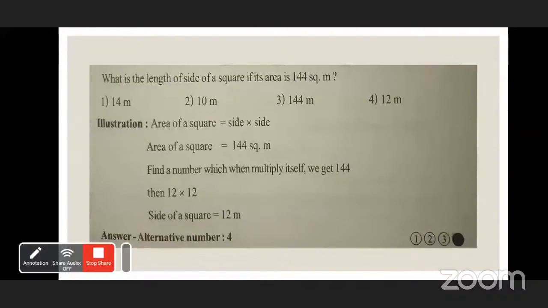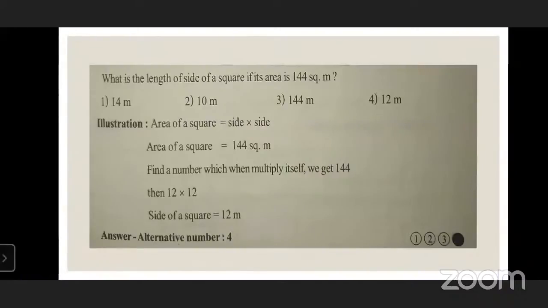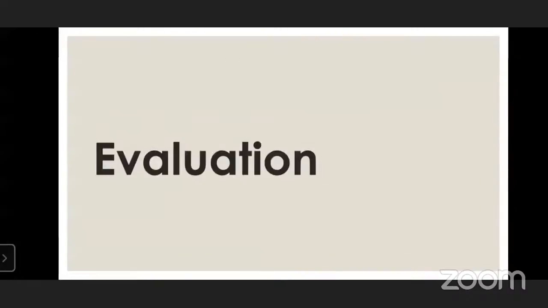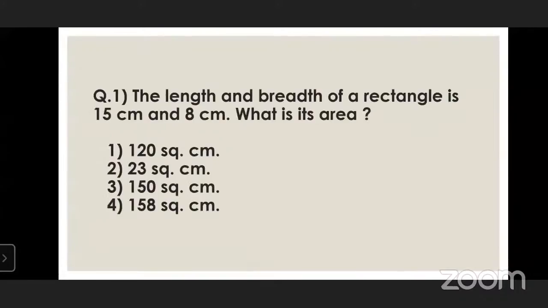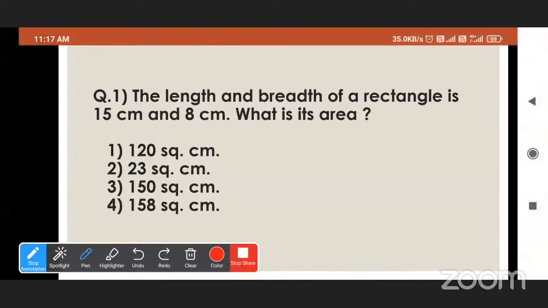See here, the area of a square is side multiplied by side. So the area of the square is 144. So find a number which multiplied by itself gives 144. Then 12 multiplied by 12 gives 144. So the side of the square is 12 meters. Now some problems for you to solve.